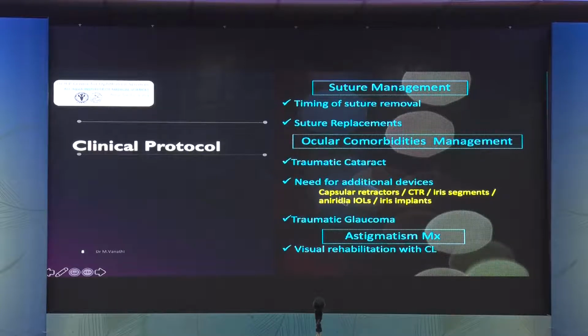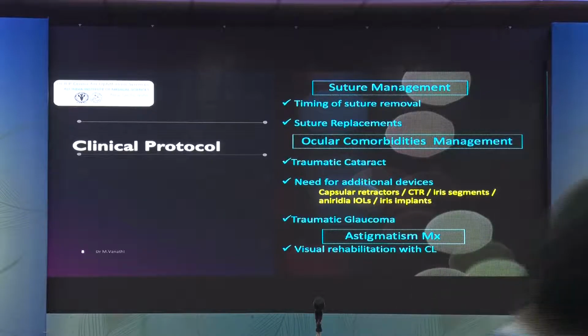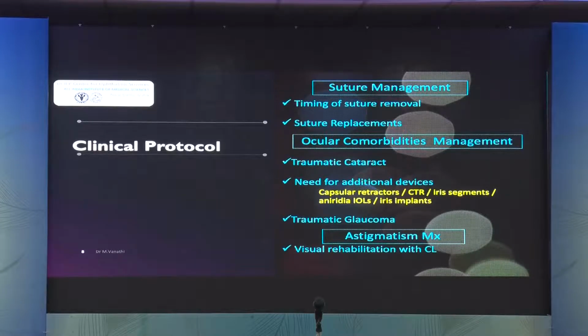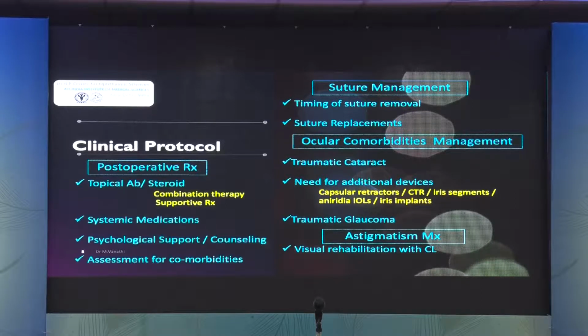And again, a good examination is also going to help you in assessing the need for additional devices during your primary or secondary surgeries, as was shown nicely by Rajesh earlier. Capsular retractors, endocapsular rings, iris segments, aniridia IOLs, iris implants, they all probably have a place in management of such scenarios, depending upon the gravity of the situation which warrants their use here. Traumatic glaucoma is always going to be a concern. Management of astigmatism and subsequent need for contact lenses is again going to be a feature in these.